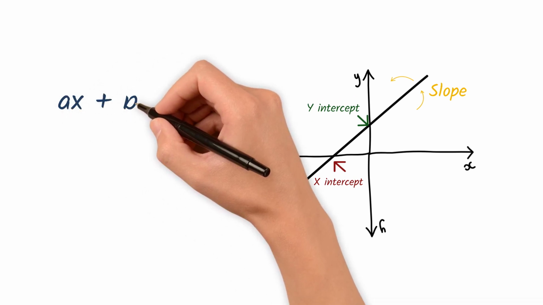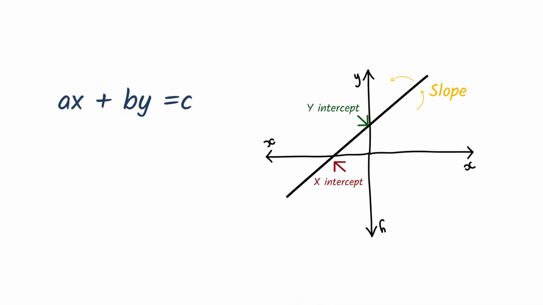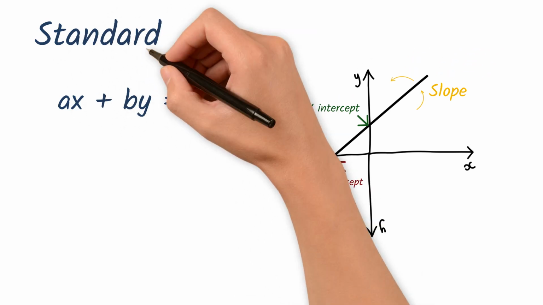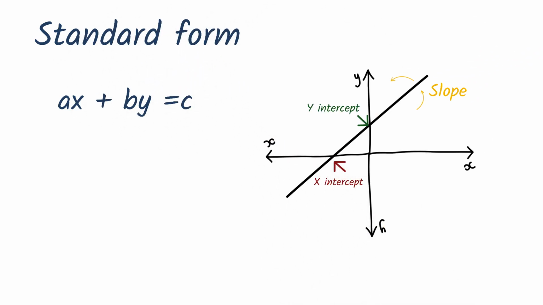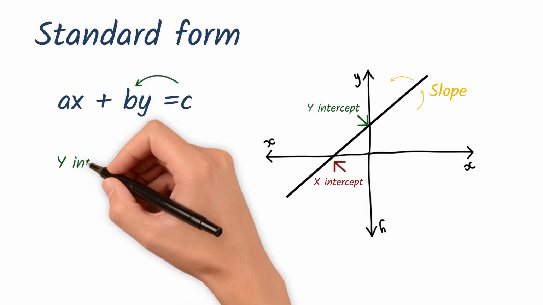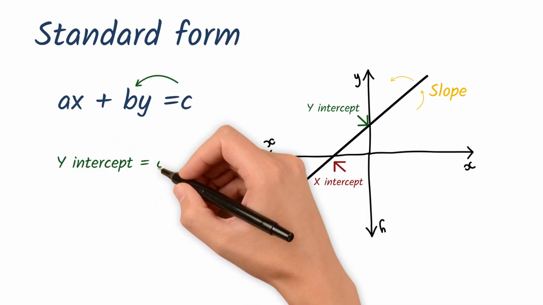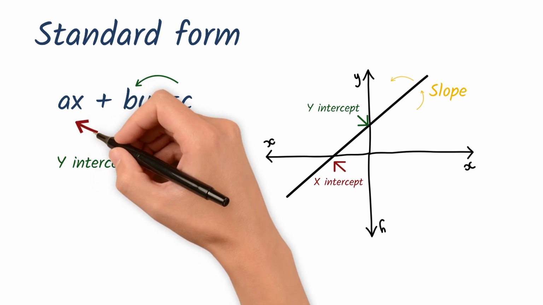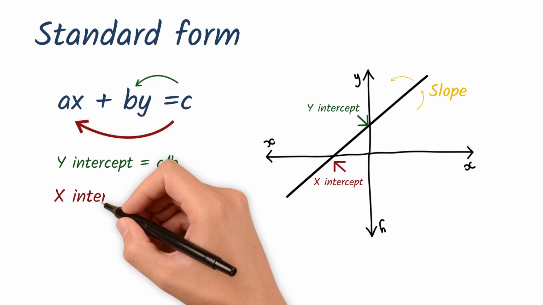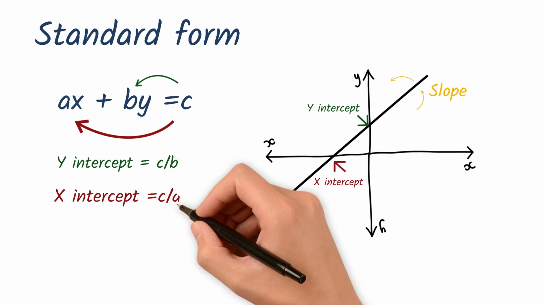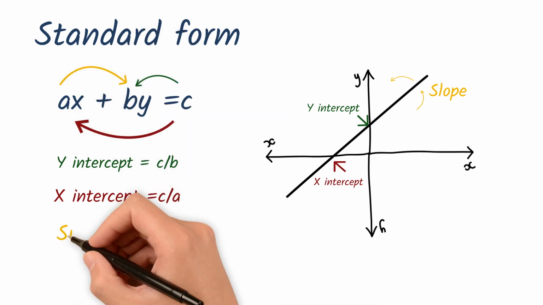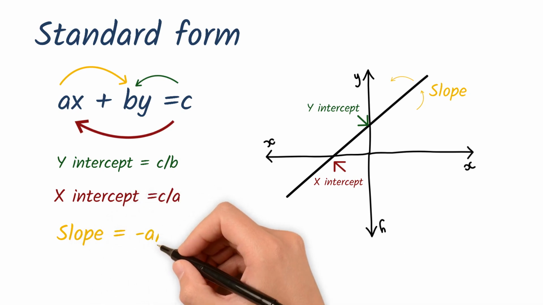Gladly, we can represent the linear function in an expression called the standard form. If you want to get the y-intercept from this form, you divide c by b. And if you want to get the x-intercept, you divide c by a. And to get the slope, you divide negative a by b.